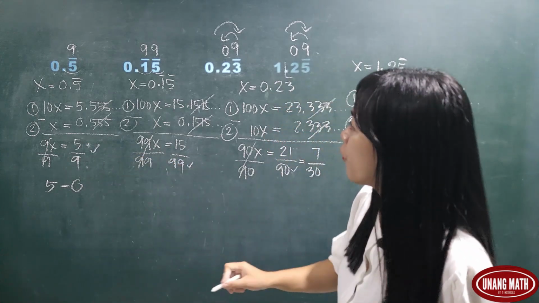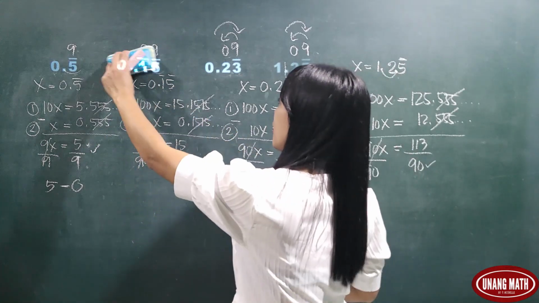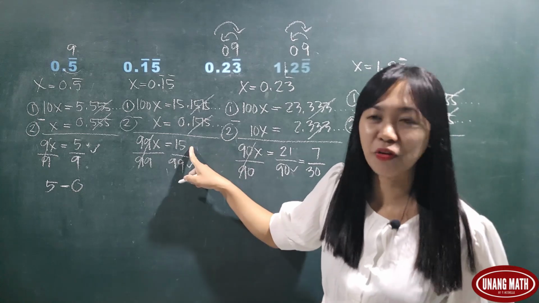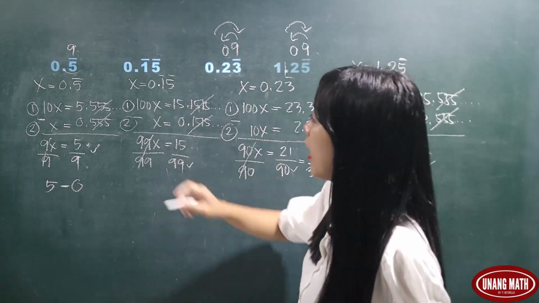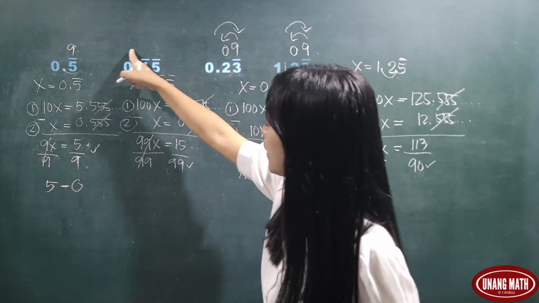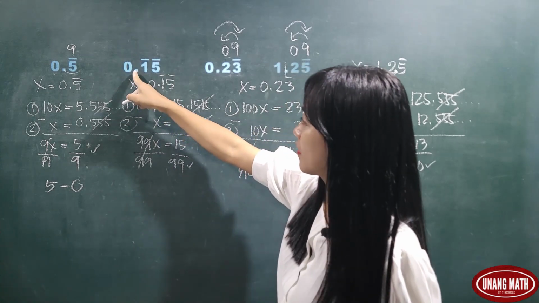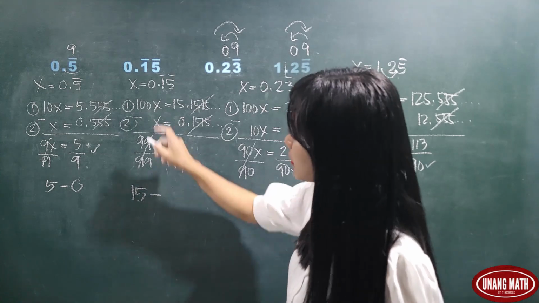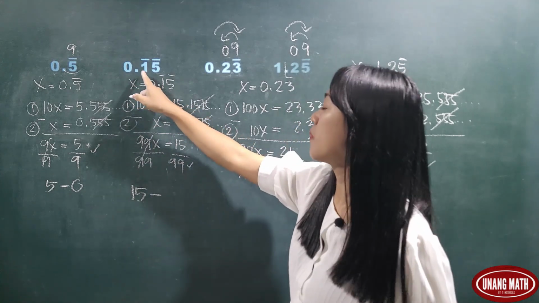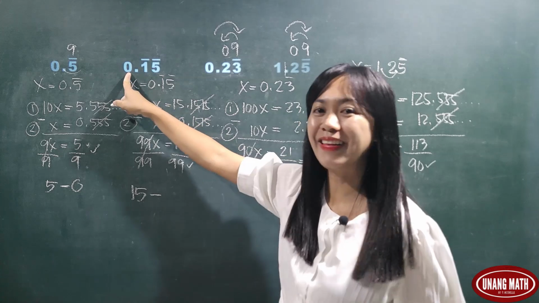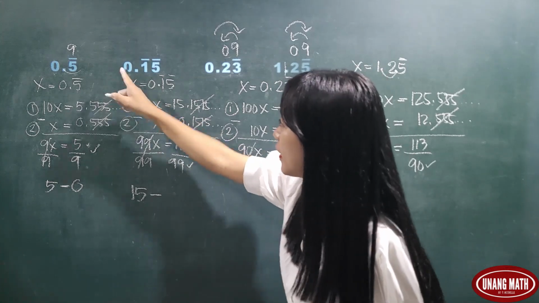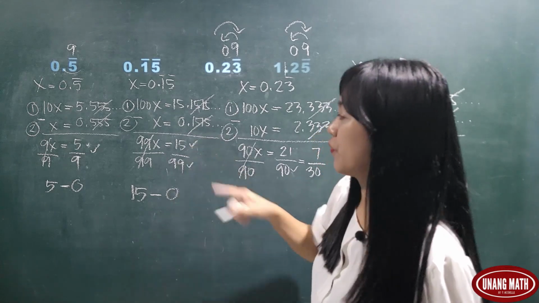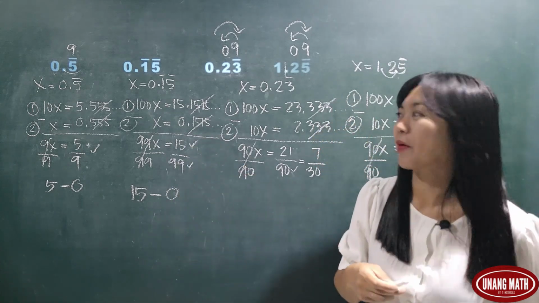Okay, what about for 0.15 repeating? How did we get 15 as the numerator of the fraction? First, get all the digits without minding the decimal point. So we have 15 minus the non-repeating digit. We don't have non-repeating digits, so it's minus 0. 15 minus 0 is 15. So 15 is our numerator.